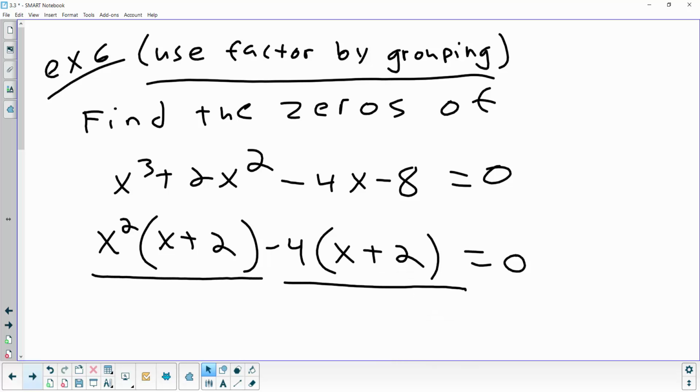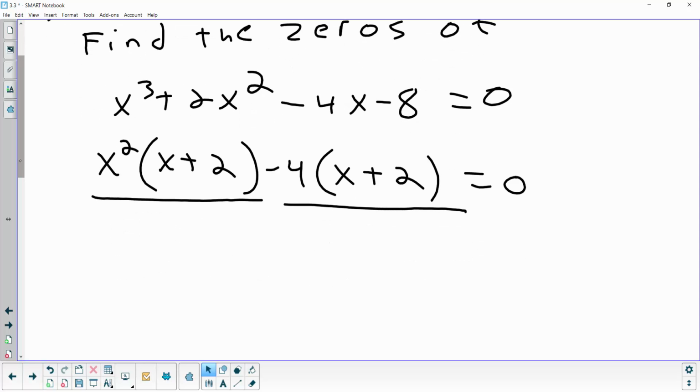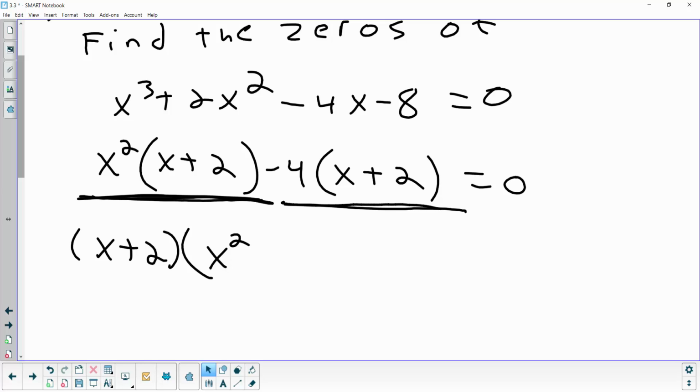So now, think of it that way. This is the first part. This is the second part. They both have an X plus 2. Factor that out. And then you're done with the factoring. If you factor out an X plus 2 from what I have underlined right there, what would be left? X squared. And if you factor an X plus 2 out of what I have underlined right here, what would be left? A negative 4.